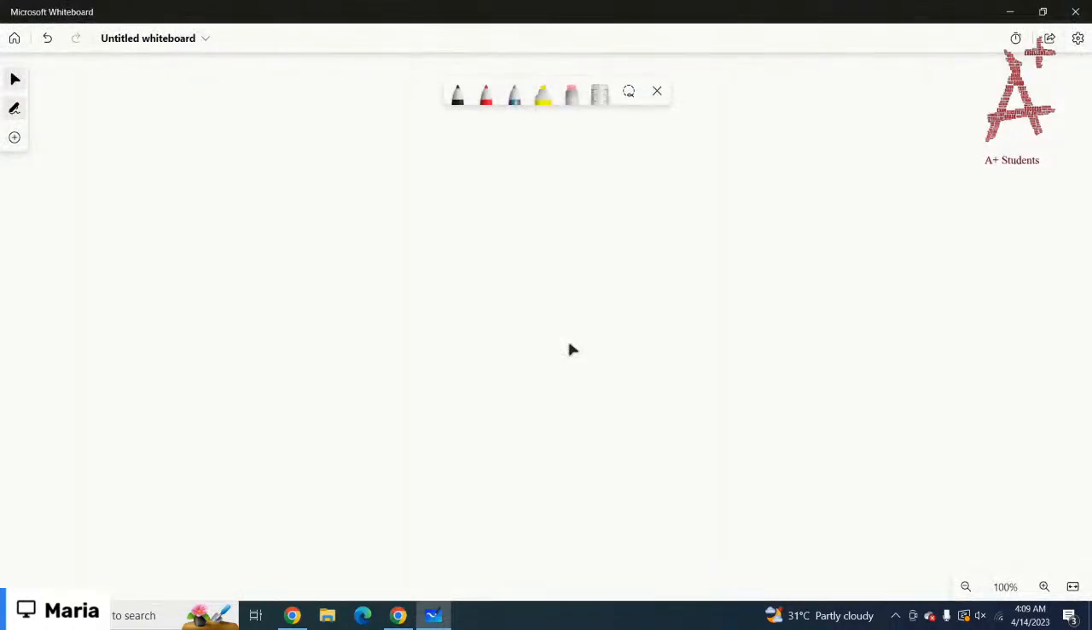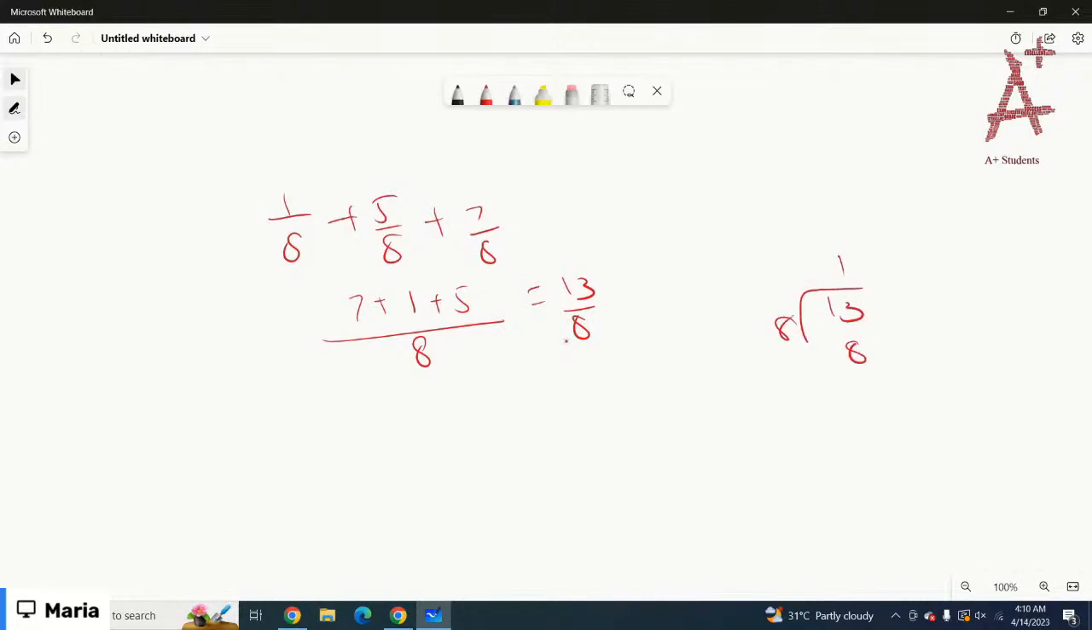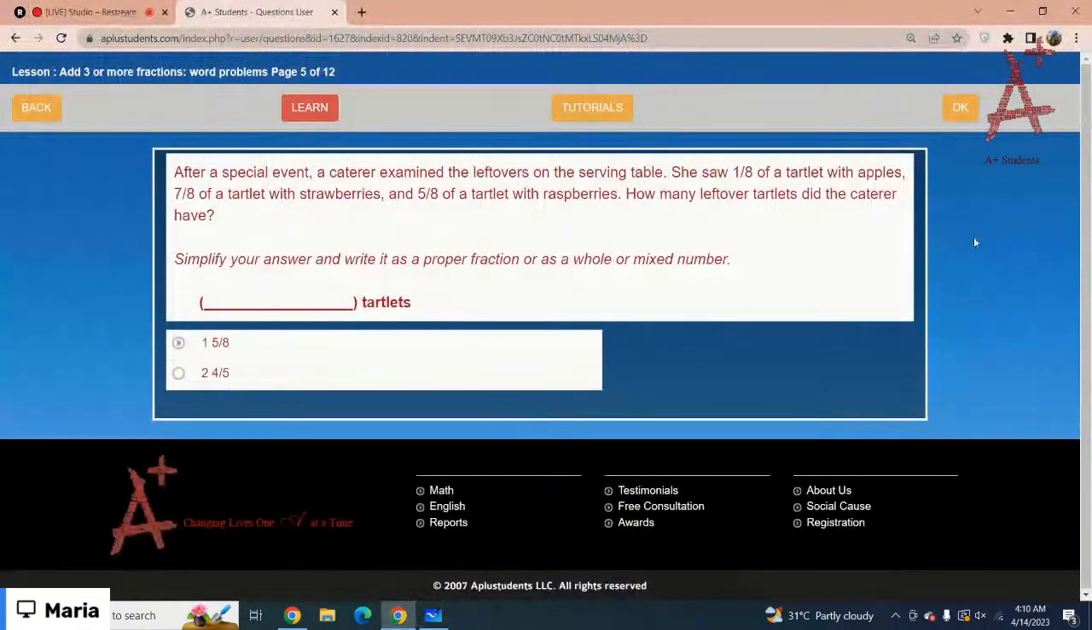Okay, it is 1/8 plus 5/8 plus 7/8. So just add up all the numerators. It would be 13/8. So just divide 13 by 8. 8 times 1 is 8 and here you have 5. So it would be 1 whole 5/8. Got it? So the correct option is option number 1.